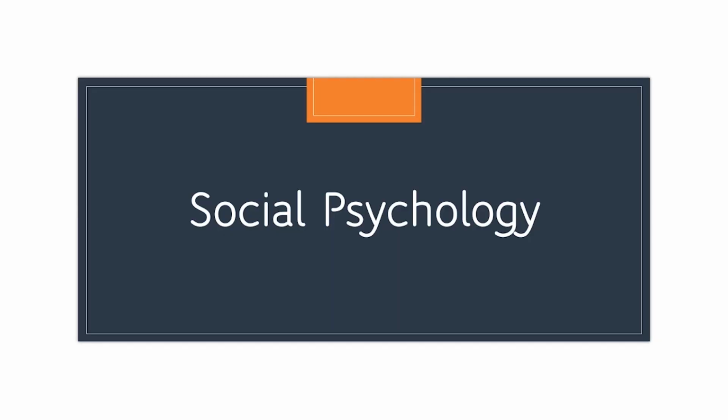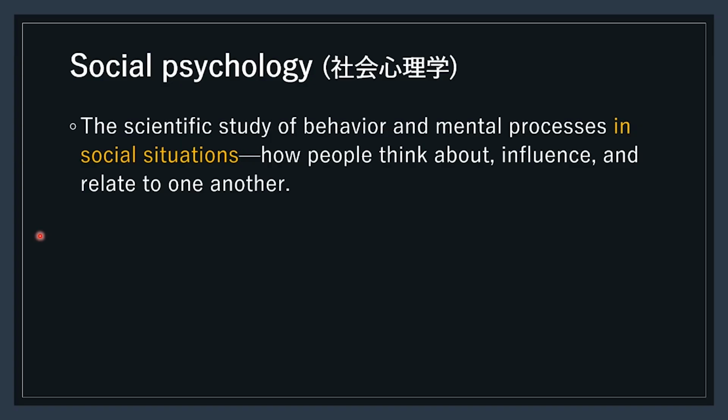Next, we will go into more details about social psychology. Social psychology is a type of psychology that has great emphasis on interpersonal relationships. And so this course, Psychology of Interpersonal Relationships, will mainly discuss topics from social psychology. Here is one definition of social psychology.